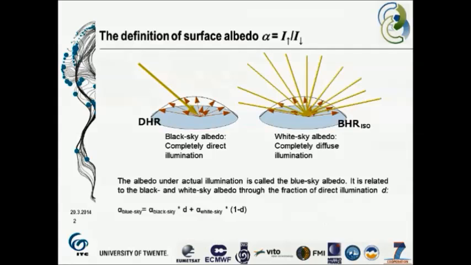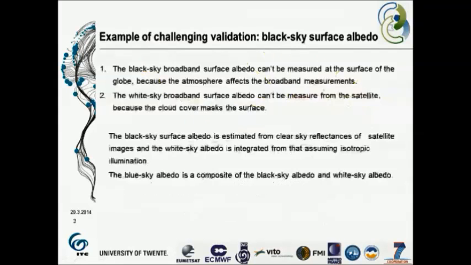For modeling purposes, usually it is the black sky albedo that is most needed, because it has no component coming from the atmosphere. The unfortunate thing is that the black sky broadband surface albedo can't be measured at the surface of the globe, because the atmosphere affects the broadband measurements. So even if we make a satellite product called black sky albedo, we cannot measure it in situ.